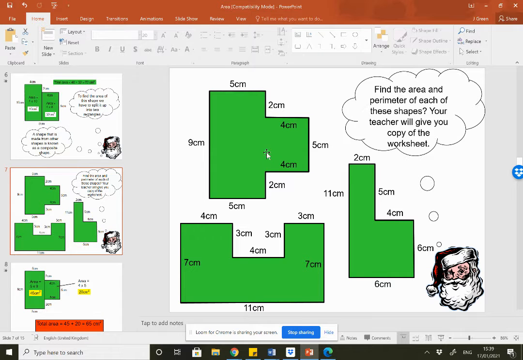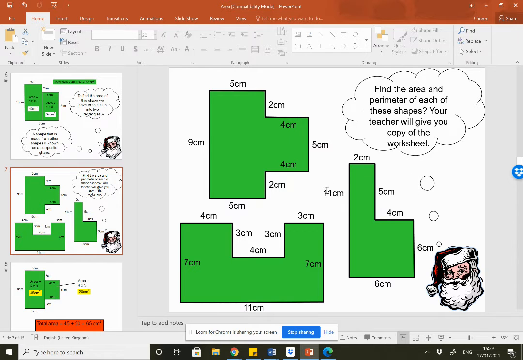Yeah, because if you split it here, you're going to have a nice long rectangle here, which is 9 by 5. And then you're going to have a little rectangle here, which is 4 by 5. And then you're going to have to add the 2 answers together. Your answer for the whole shape will be an area of 60 something, but I'm not saying how many.